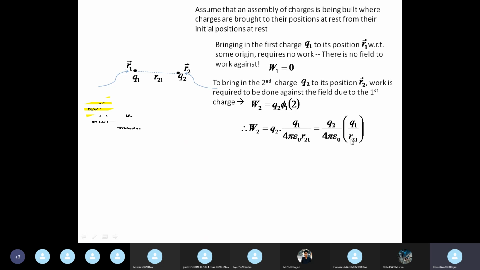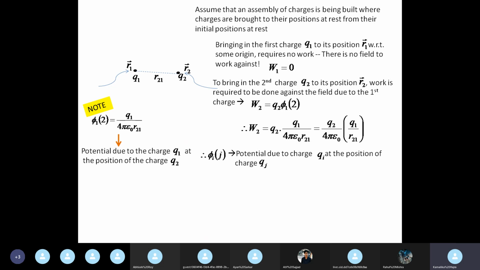In general, just note that this phi 12, which is Q1 by 4 pi epsilon naught R21, is the potential due to the charge Q1 at the position of the charge Q2. The notation is very important. When I write phi ij, I mean the potential due to the charge Qi at the position of the charge Qj. This you have to remember.